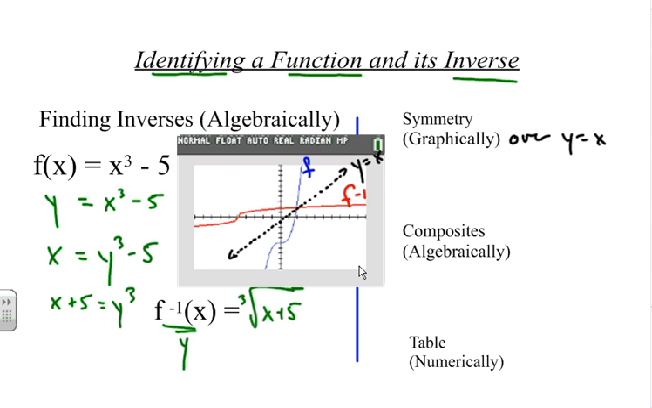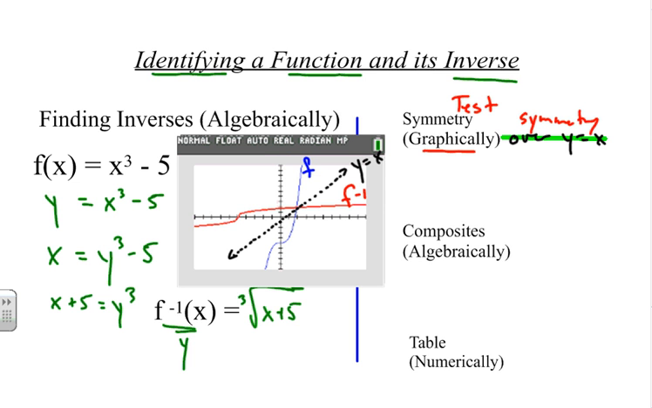Even functions have symmetry over the y-axis. An odd function has symmetry about the origin. This is what we talked about before. But inverses have symmetry too. When you compare two graphs, they are symmetrical over the y equals x line. Now, that is one test to see if a function and another function are inverses of each other. So graphically, there's symmetry.